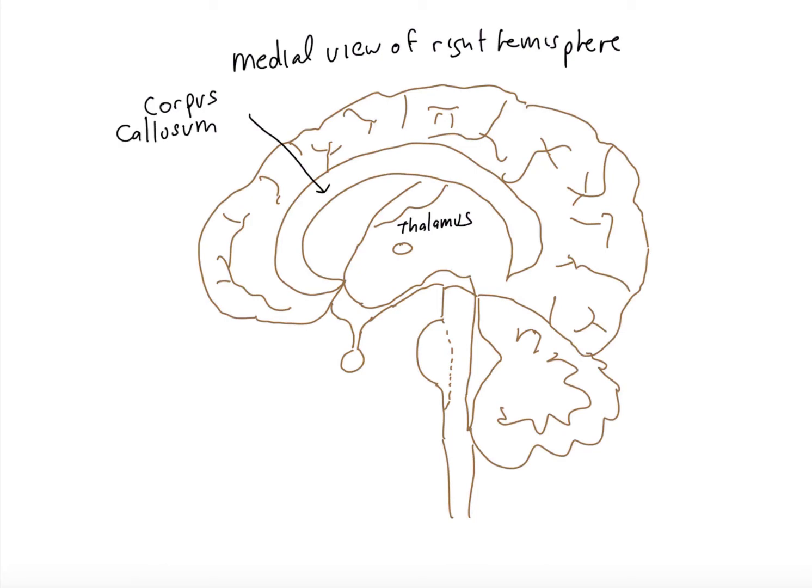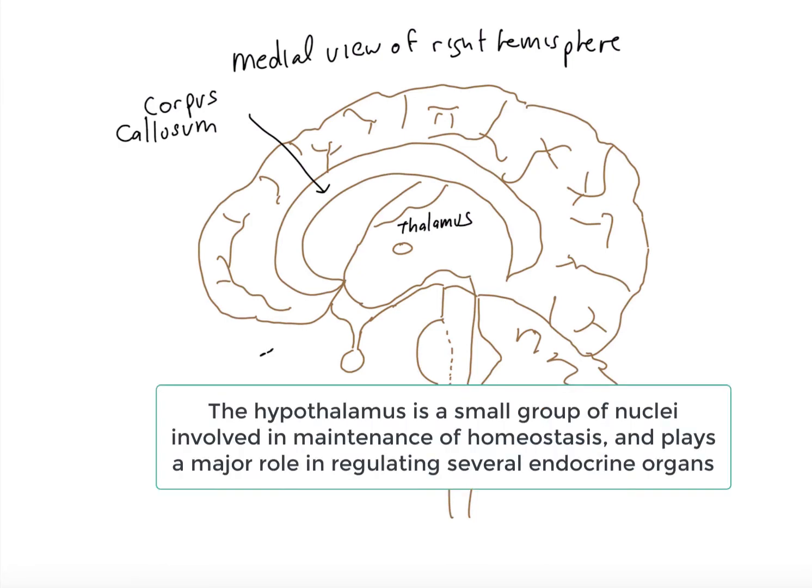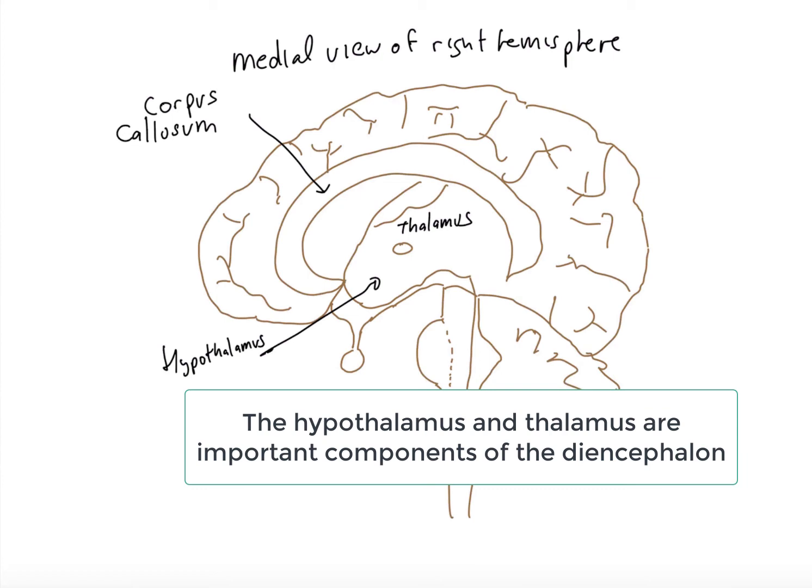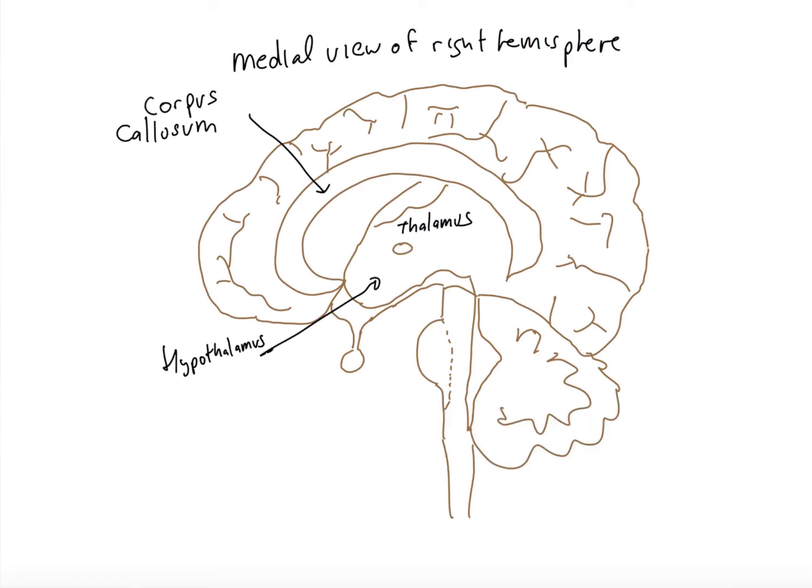Just below the thalamus, we have the hypothalamus. And the hypothalamus also is a collection of nuclei, but it's involved in maintenance of homeostasis and plays a major role in regulating several endocrine organs. Also, it's important to point out that the hypothalamus and thalamus are important components of the diencephalon. We can also point out that the pituitary gland is connected to the hypothalamus through this pituitary stalk.